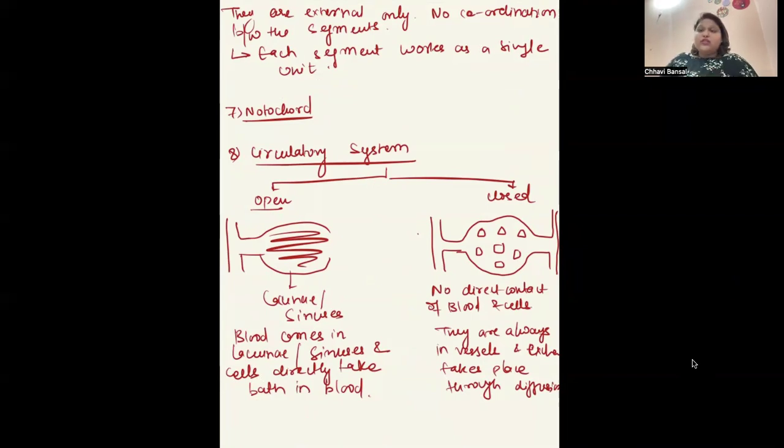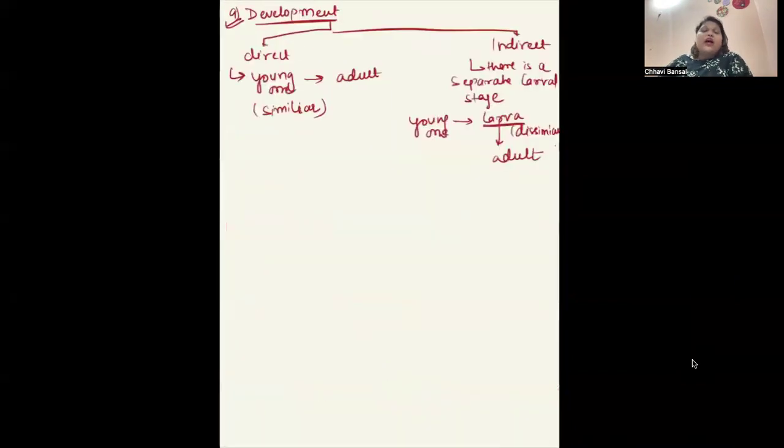In open circulatory system, cells actually takes part in blood. There is direct contact between the blood and the cells, and the blood comes in spaces called as lacunae or sinuses. In closed circulatory system, there is no direct contact between the cells and the blood. Blood is always in a vessel, and from there only exchange takes place. And our last basis of classification is development, which is direct or indirect. In direct development, there is no larval stage. The young one looks similar to the adult.